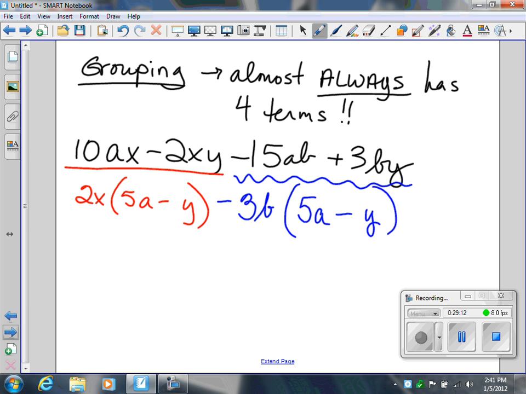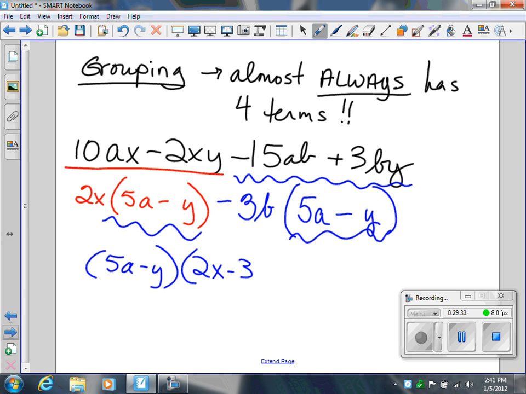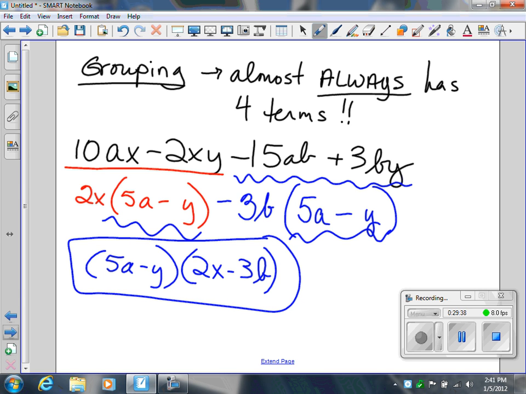Do I have a matching quantity now? Yes. Here it is. What do I do with those? It's kind of like a GCF. What's the GCF of this? Well, that quantity 5a minus 1. Throw it out front, and what's left over, y'all? 2x minus 3b. We can't do anything else. Questions? Are you cool with that? No questions at all?